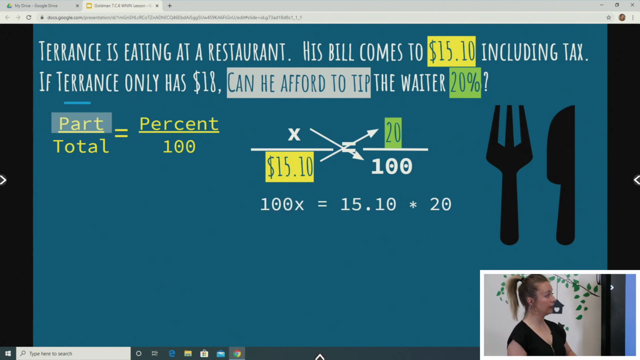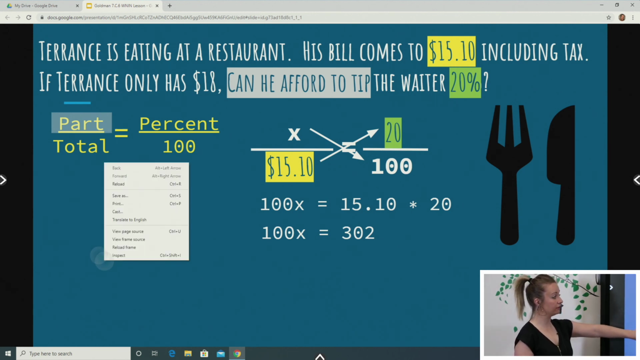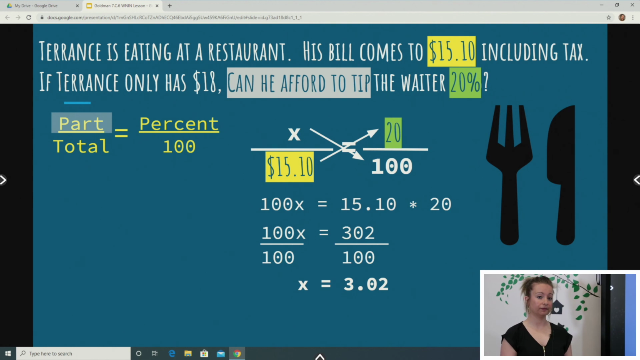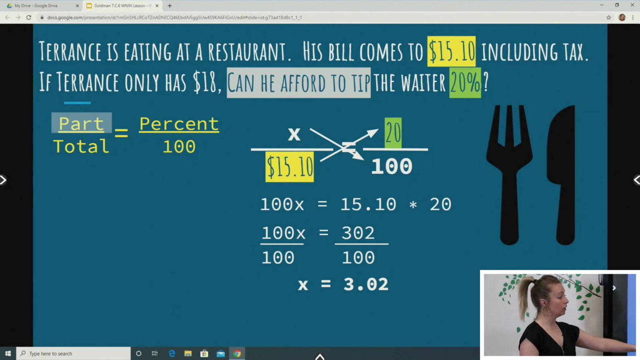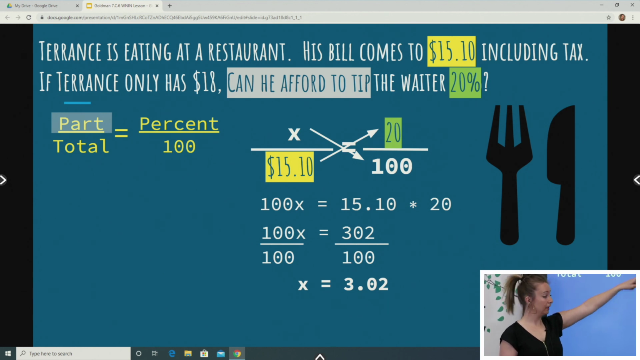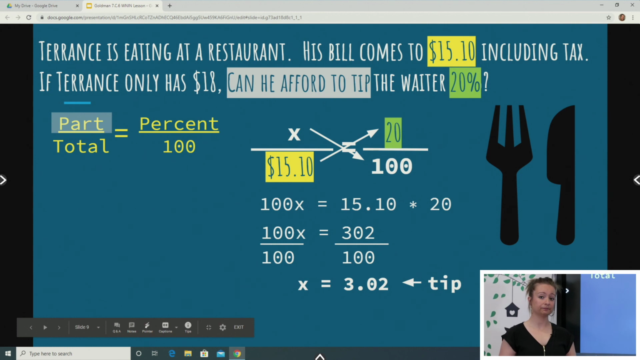When we cross multiply and simplify, we come to the equation 100x equals 302. To get x by itself, we're going to divide both sides by 100 to find that x equals 3.02. If we go back up to our question, we see that the part we were trying to find was the tip. So our $3.02 represents the tip.